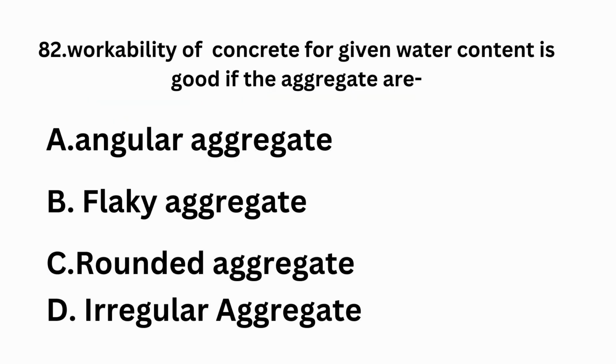82. Workability of concrete for given water content is good if the aggregate are A. Angular aggregate, B. Flaky aggregate, C. Rounded aggregate, and D. Irregular aggregate. Rounded aggregate and cubical aggregate show better workability because of lesser surface area and lesser friction. On the other hand, elongated, flaky, and angular aggregate show lesser workability. So, option C, rounded aggregate, is correct.